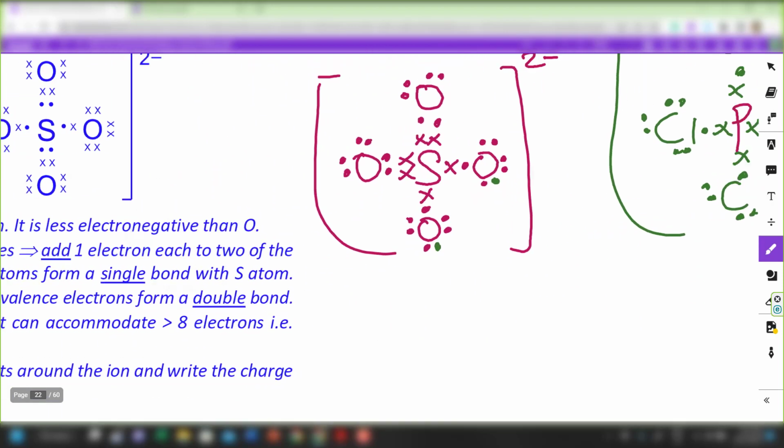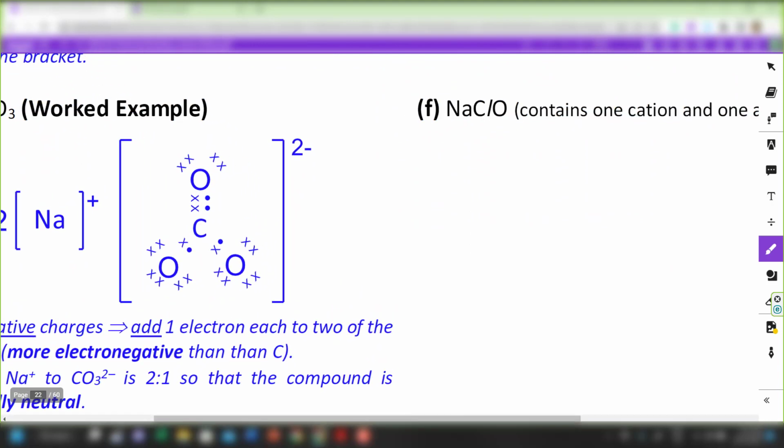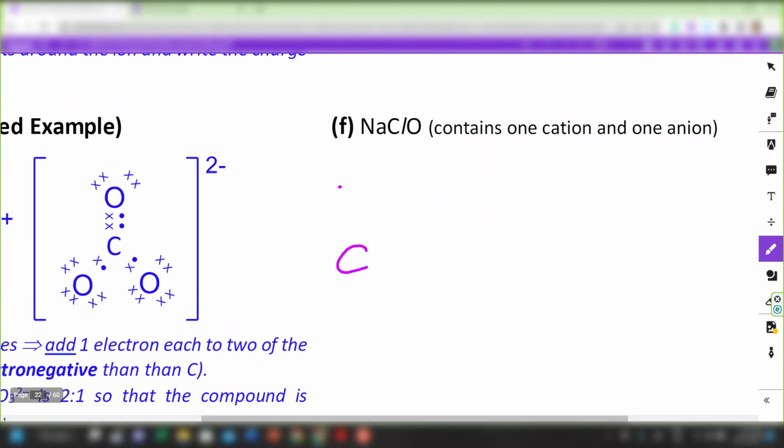Okay, next we have a worked example on carbonate. So carbonate, again, is the same old story. Again, we have carbon, oxygen, oxygen, oxygen. So CO3 2 minus. Same thing, oxygen prefers to form a double bond. So again, we try to satisfy the oxygen with a double bond. But carbon has only 4 valence electrons. So again 2 minus, so each of the oxygen will gain an extra electron. So that's 1, 2, 3, 4, 5. 1, 2, 3, 4, 5.